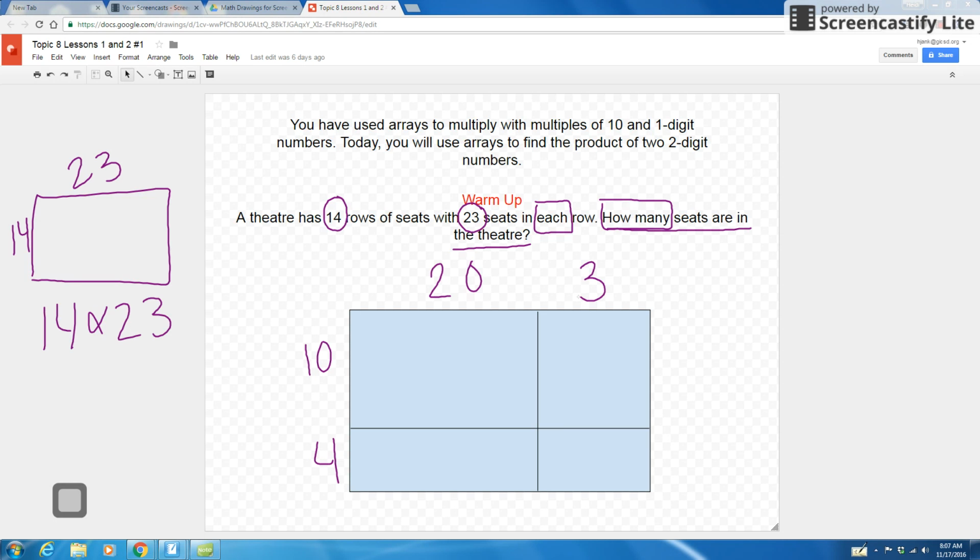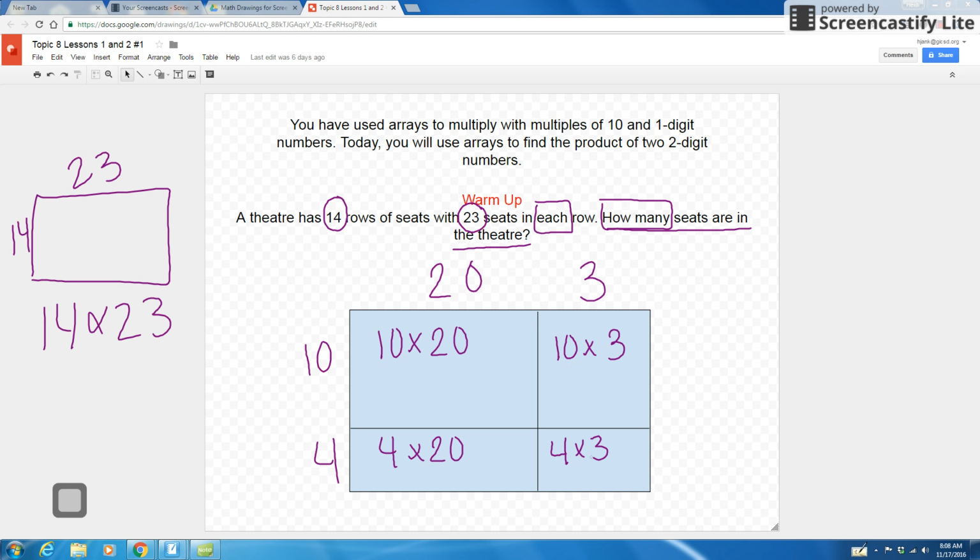Now I really have 4 small arrays here. This array here is really a 10 by 20. This array over here is really a 10 by 3. This one down here is really a 4 by 20. And this little tiny one down here is a 4 by 3. So now we have 4 little tiny arrays.